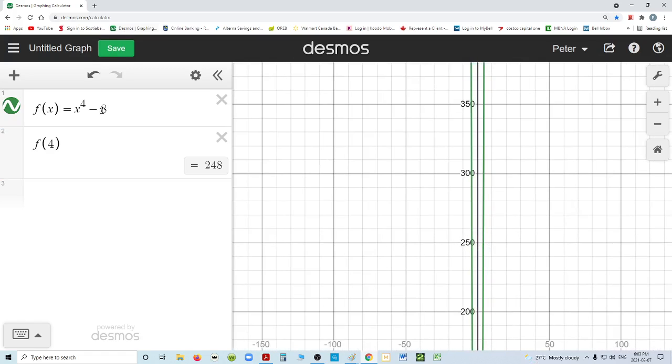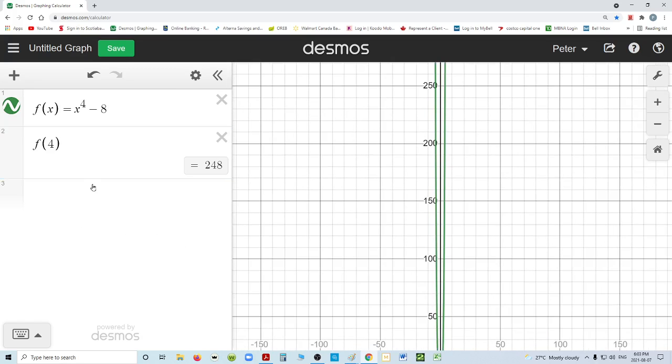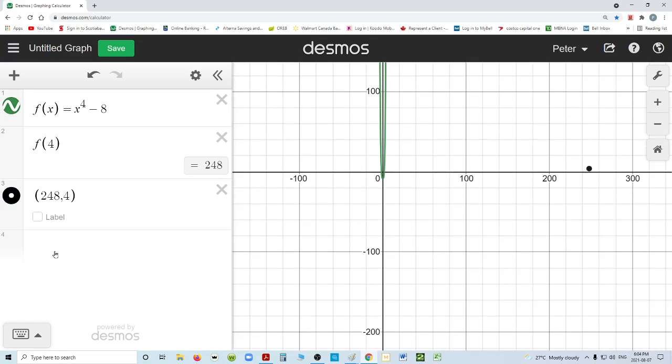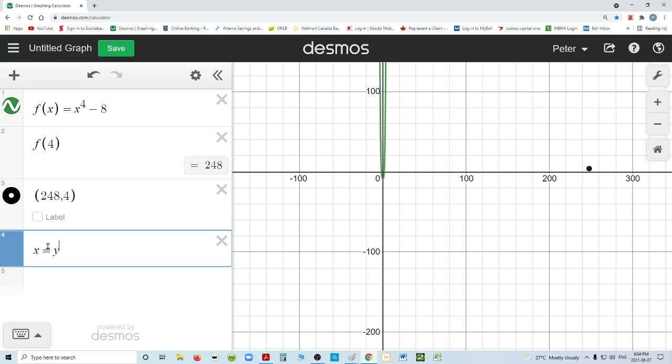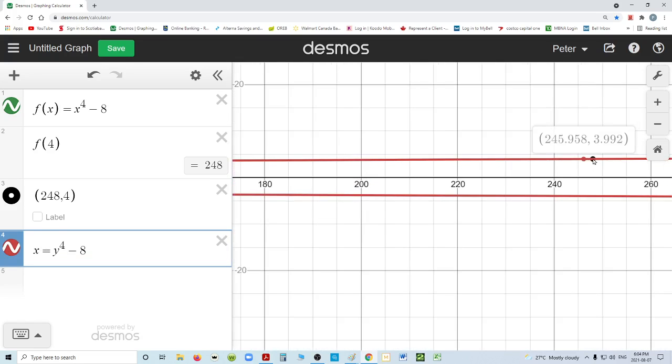And you can also label it, you can have it identify it. But in this case, it doesn't matter. Which means the inverse point will be at (248, 4). Now, to prove this, I can just let Desmos draw my inverse for me. And you'll discover, sure enough, this falls right on the inverse.